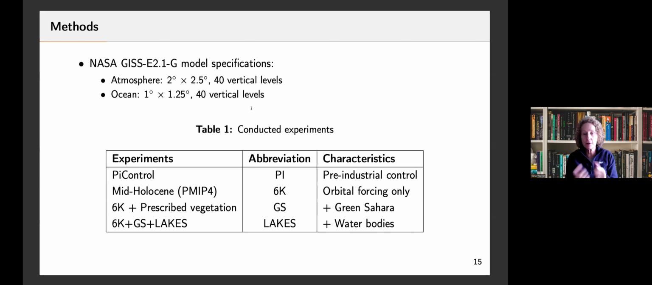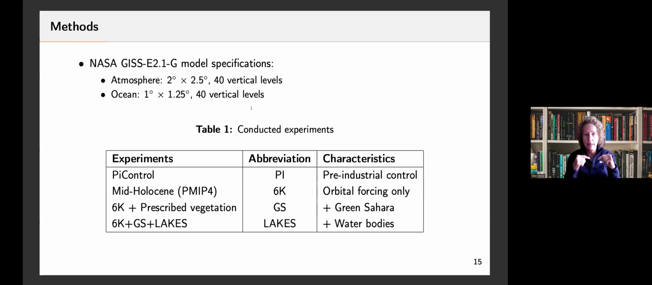The first experiment is the pre-industrial control, as I explained before. It's a time around 1850 when nothing much is happening. You have a constant concentration of CO2 in the atmosphere, which is 280 ppm, and you keep all the forcings constant. That means aerosols and orbit. Nothing changes. It's our control.